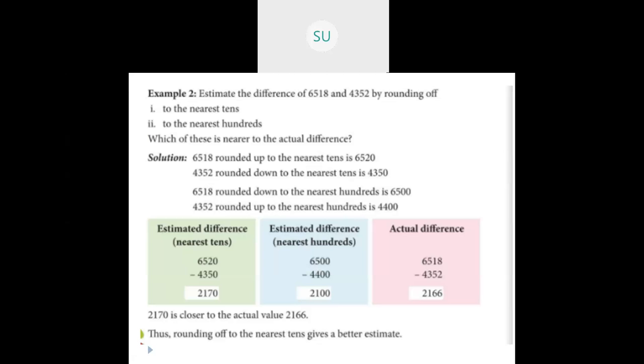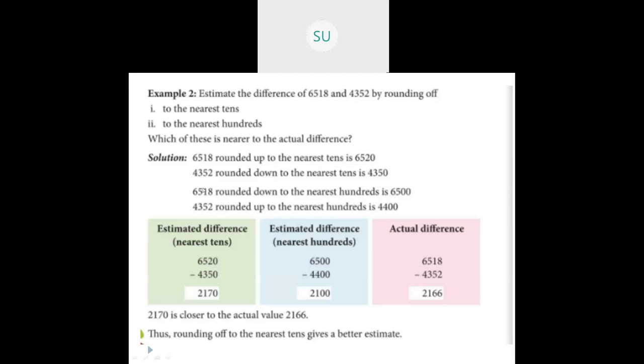So to find the difference between those, you'll subtract 6520 and 4350. When you subtract that, you get an answer of 2170. Then we round off the numbers to the nearest 100.